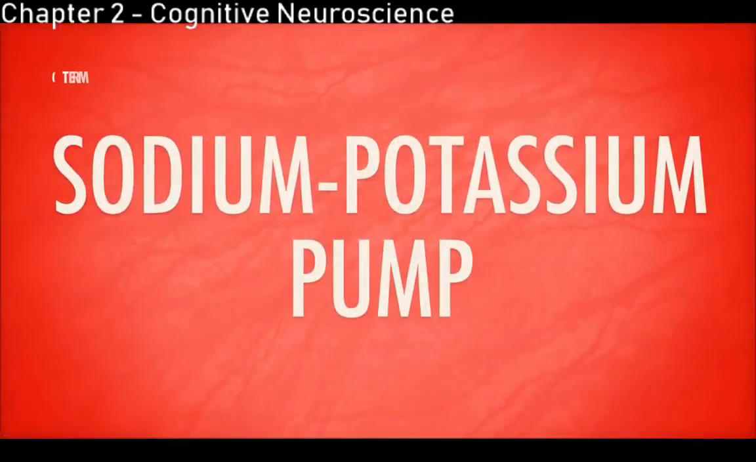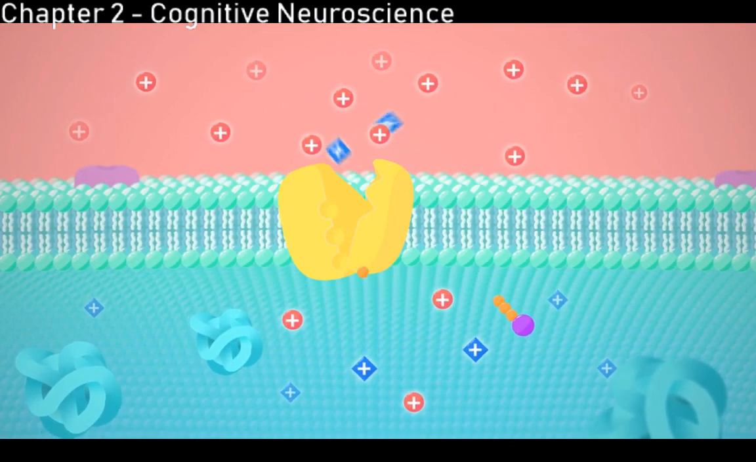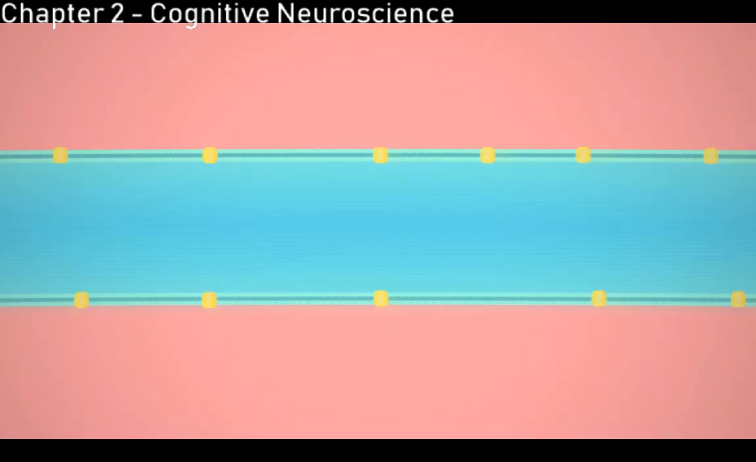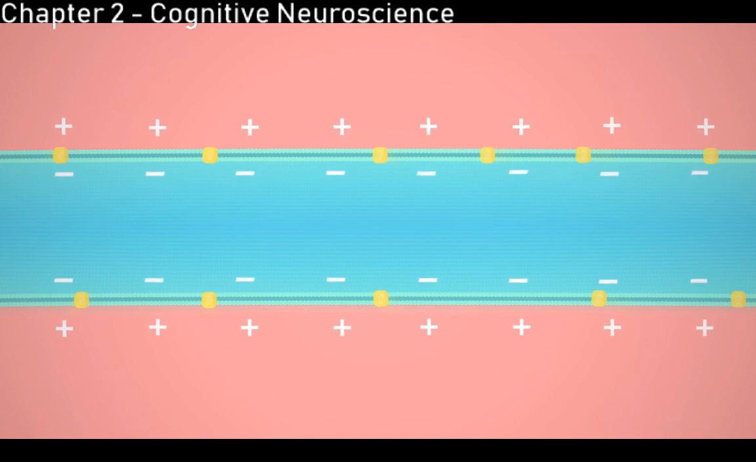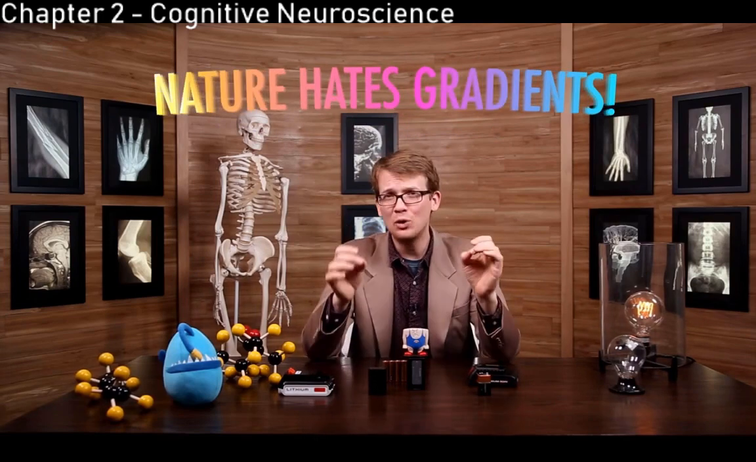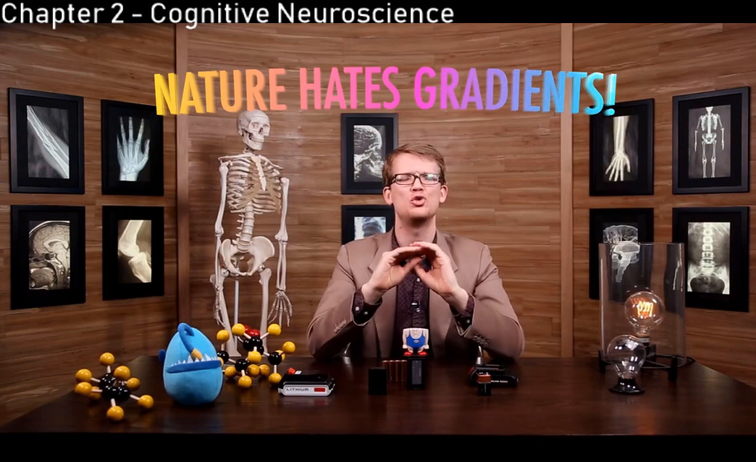Now, these ions didn't just show up in this arrangement on their own. This is all orchestrated by one of the most important bits of machinery in your nervous system, the sodium-potassium pump. This little protein straddles the membrane of the neuron, and there are tons of them all along the axon. For every 2 potassium ions it pumps into the cell, it pumps out 3 sodium ions. This creates a difference in the concentration of sodium and potassium, and a difference in charges, making it more positive outside the neuron. This difference is an electrochemical gradient, and you probably know enough about biology by now to know that nature hates gradients. It wants to even out all of those inequalities in concentration and in charge to restore balance.